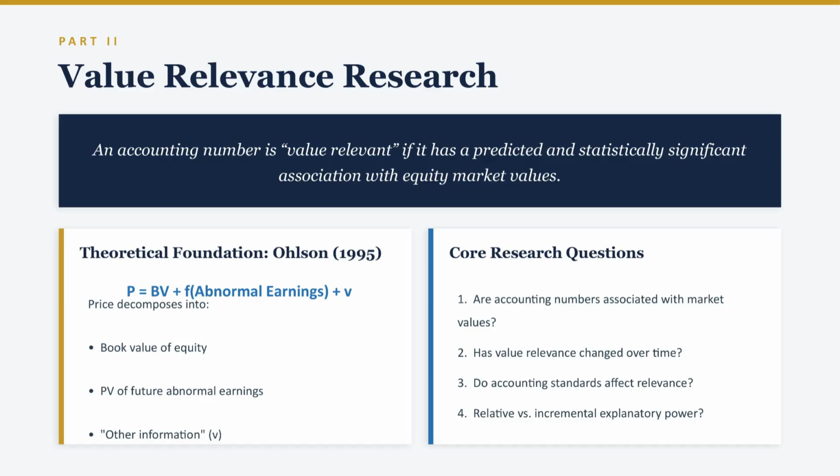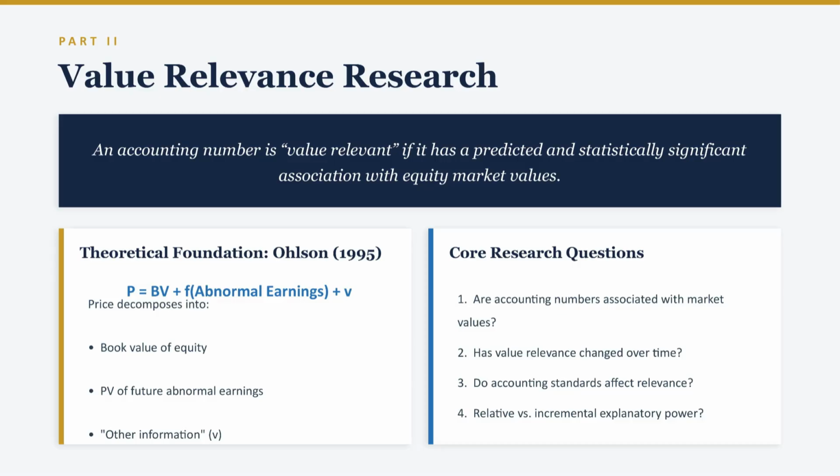The intellectual foundation of value relevance research rests on the residual income valuation, RIV model, most formally articulated by Ohlson, 1995, and Feltham and Ohlson, 1995. The RIV model expresses stock price as a function of book value of equity and the present value of future abnormal, residual, earnings. This provides a theoretical justification for regressing stock prices on both earnings and book value, which is the standard empirical specification in this literature.